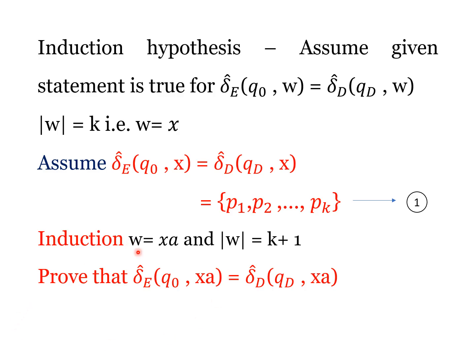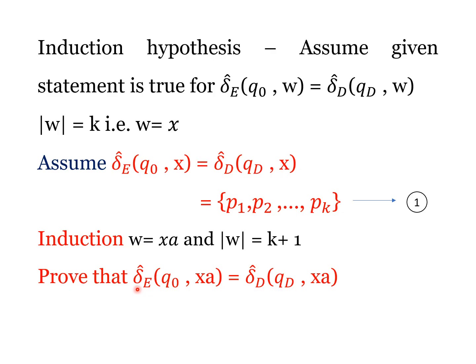So the induction is, we are taking W as XA. So one character is concatenated to X, so the length becomes K plus 1. And then we want to prove that the transition, epsilon transition, sorry, not epsilon transition.